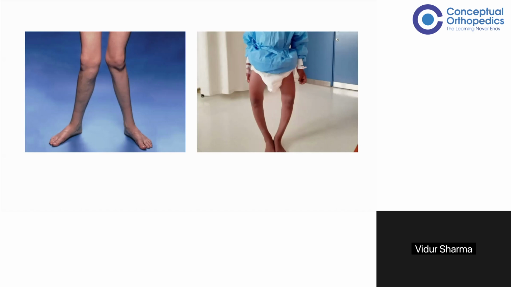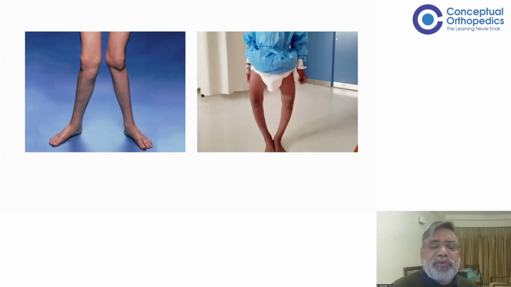First, we try to elicit the history: when was the deformity first noted by the parents? So let's go one by one. For valgus, what are the causes? For varus, what are the causes? Let's say, sir, bilateral.